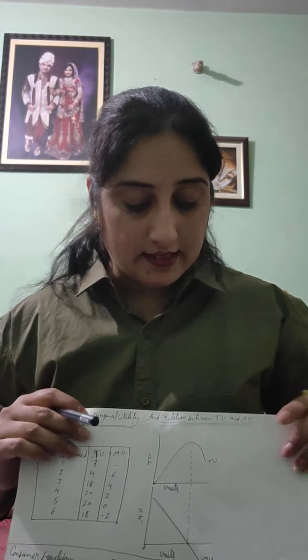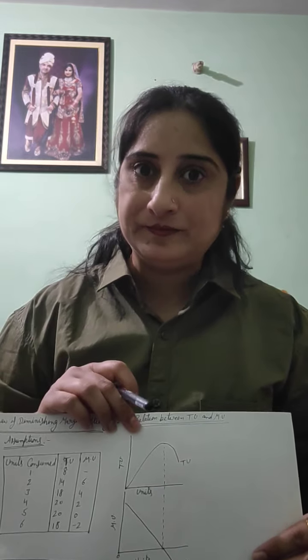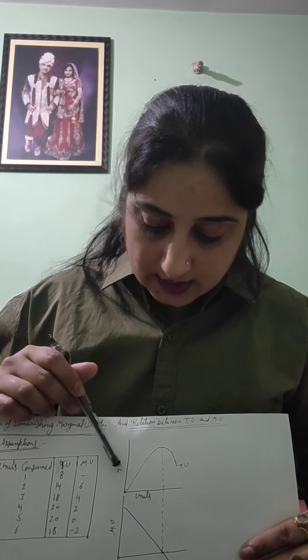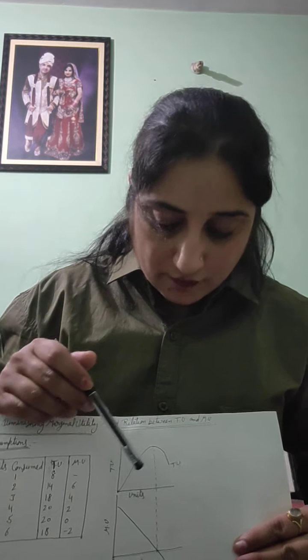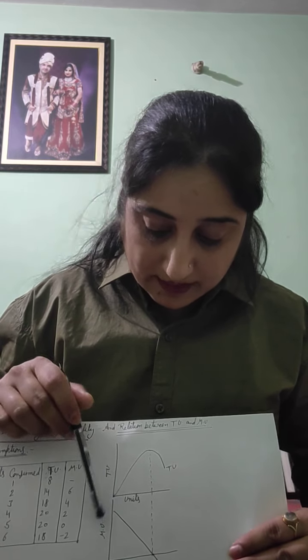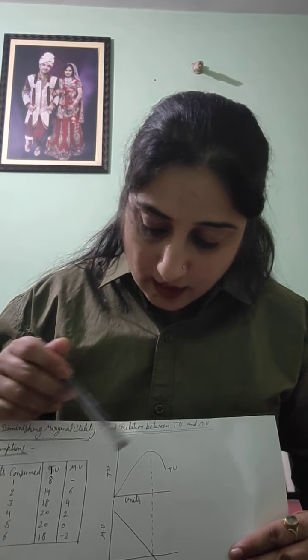We can understand the relation with the help of this diagram. There is the total utility of a commodity and the marginal utility of that commodity, and these are the units of that commodity. It is the total utility curve and it is the marginal utility curve. So there are 3 types of relation between total utility and marginal utility. First, when total utility is increasing according to the table, from 8 to 14, 14 to 18, 18 to 20, the marginal utility is diminishing.